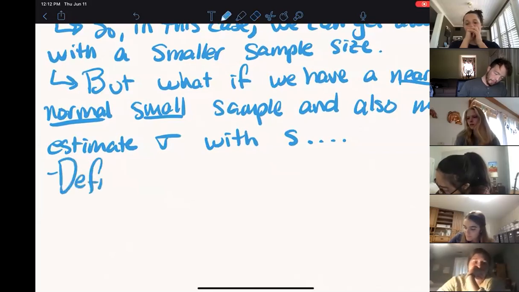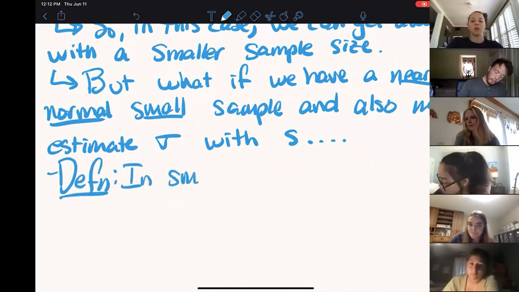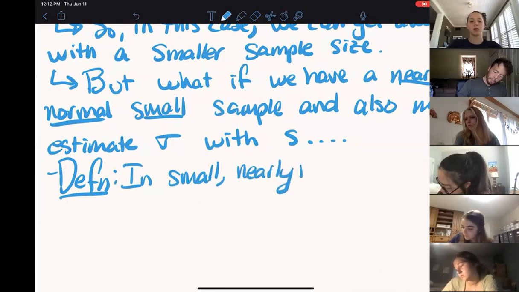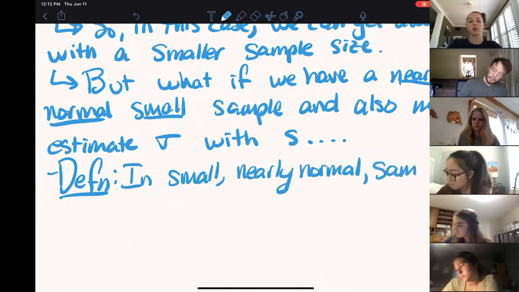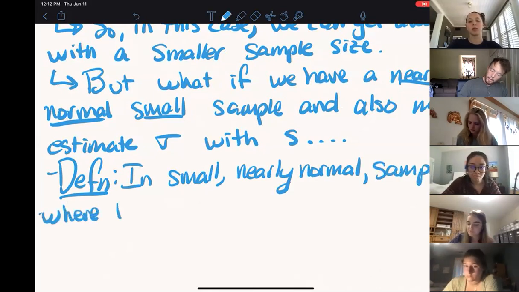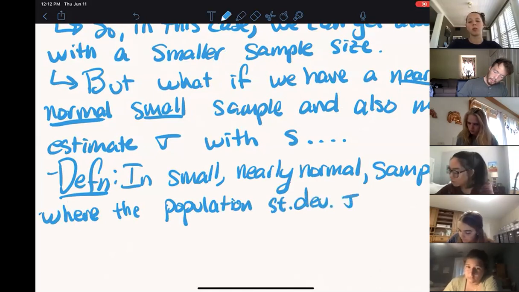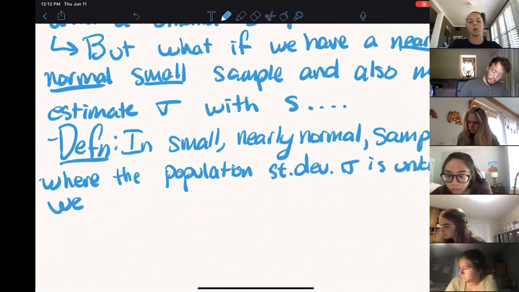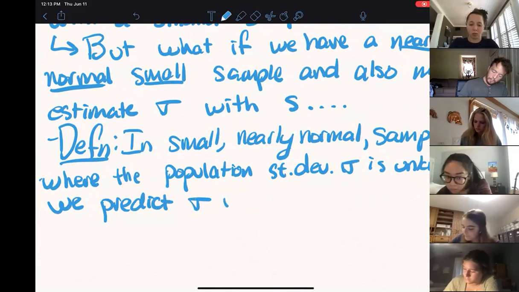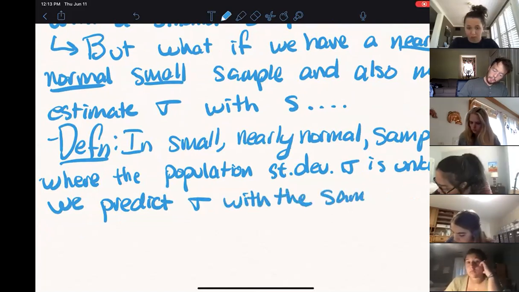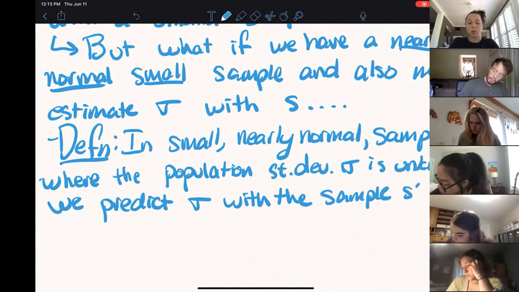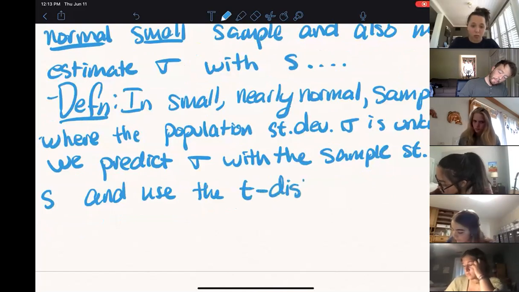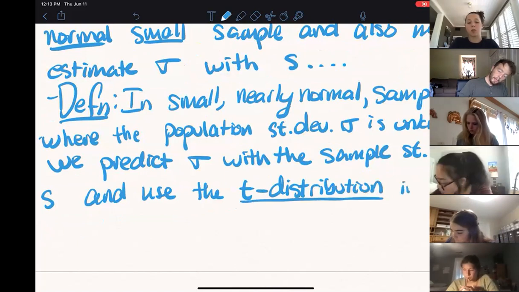So let's use a definition. In small, nearly normal samples, where the population standard deviation sigma is unknown, we predict sigma with the sample standard deviation S and use the t distribution in place of the normal.